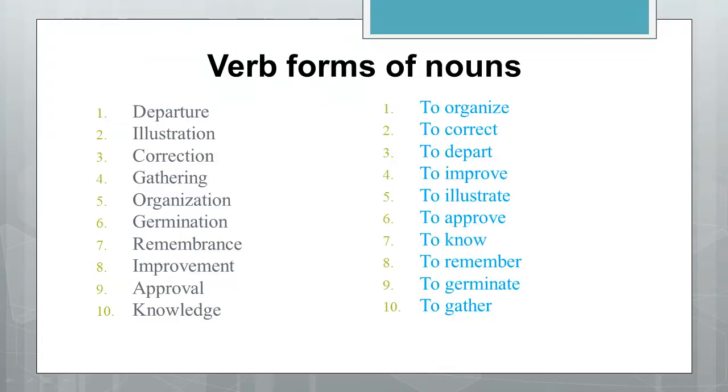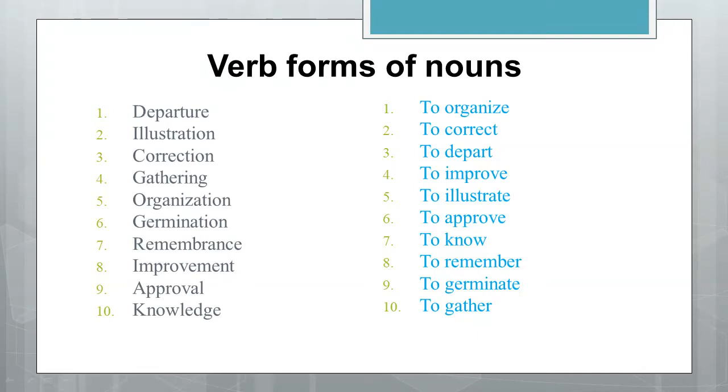Verb form of nouns. In this exercise you are given 10 nouns. And the nouns are departure, illustration, correction, gathering, organization, germination, remembrance, improvement, approval and knowledge. What we are going to do, we will make verbs from these nouns. In the previous exercise we have made nouns from verbs, but now we will make verbs from nouns.